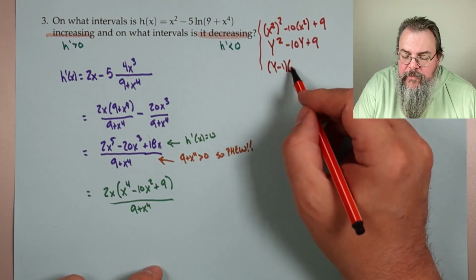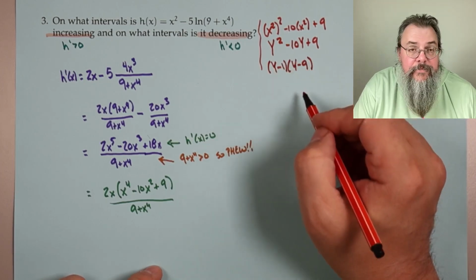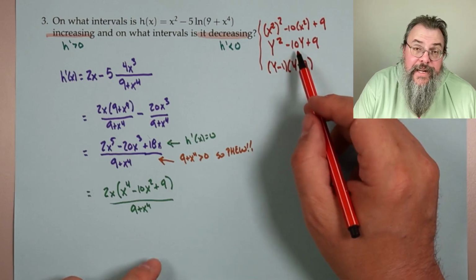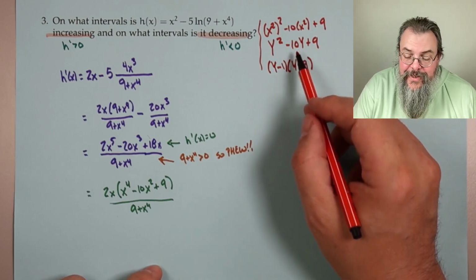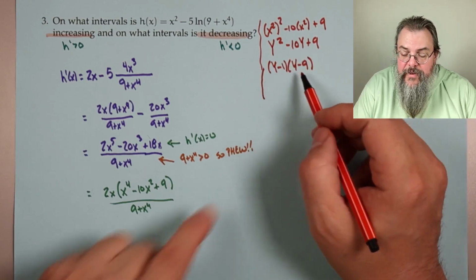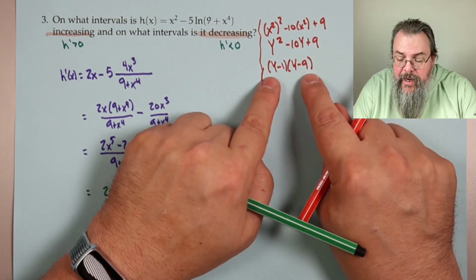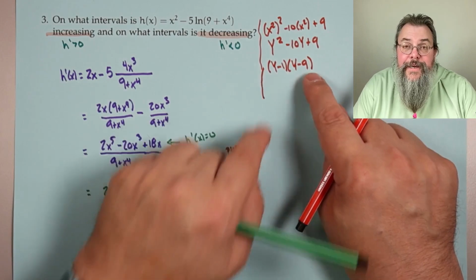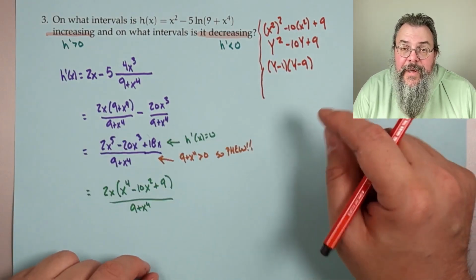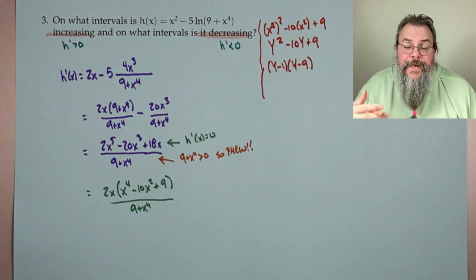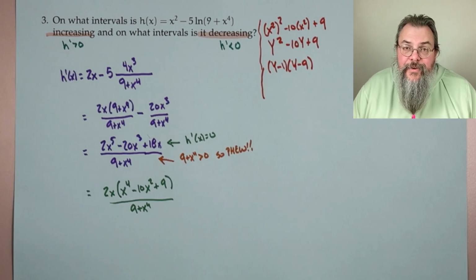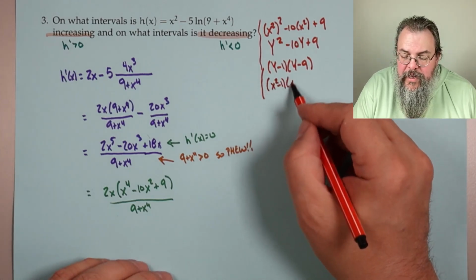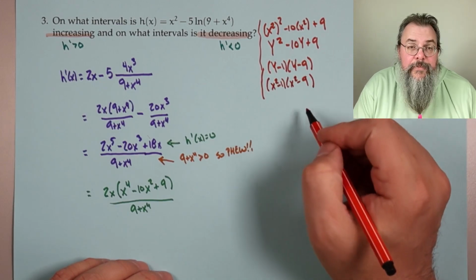Y minus 1, y minus 9, because we need two things to multiply together to give 9, but add to give negative 10. And then we say, okay, so you can check, right? Y squared minus 9y minus y plus 9. But y was a name. It was a substitute name for this quantity x squared. So this is really x squared minus 1, x squared minus 9.